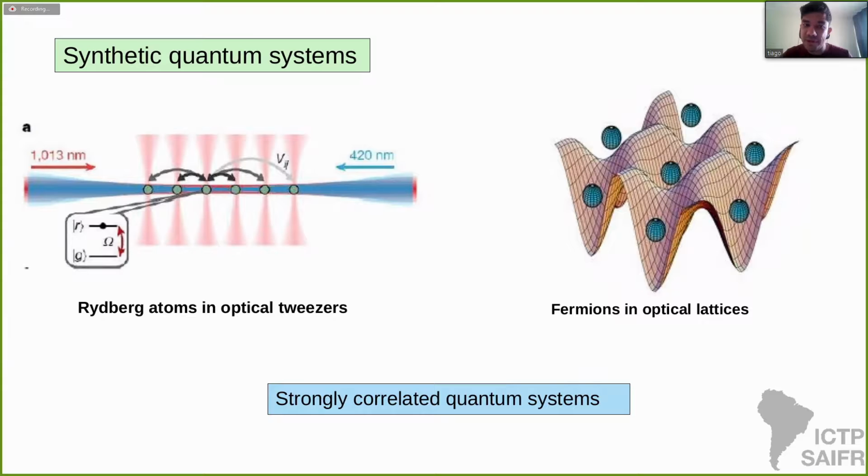So one example are ultra cold atoms trapped in optical lattice or in optical tweezers. And one aspect of these experiments, these systems, is that the systems are in a quantum regime, a regime where quantum effects are important, like quantum degeneracy, Bose-Einstein condensation, and a regime where interaction between the particles are important.